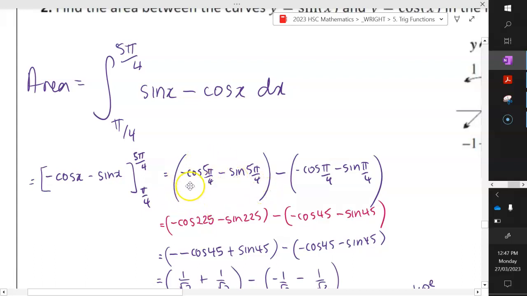Popping our values in, I've just popped my 5 pi over 4 into each of those. As you can see there, take away what I get when I pop pi over 4 in there. Now, you know I don't like working in radians, and I like you to think, if we can, in terms of degrees.